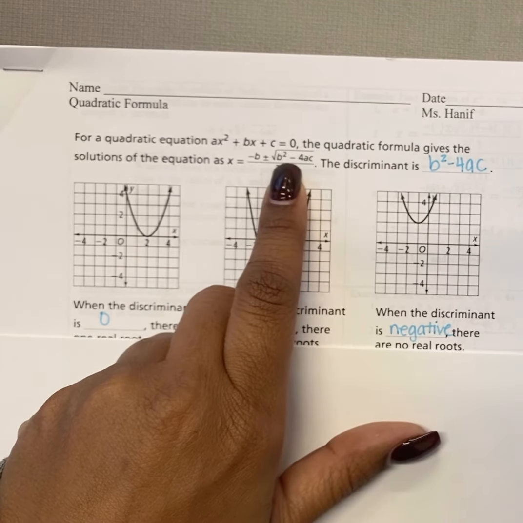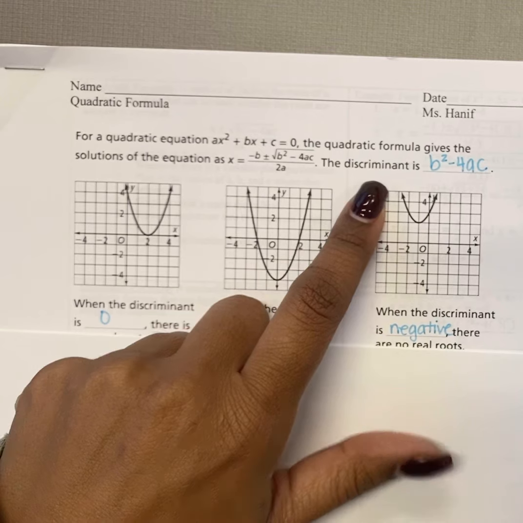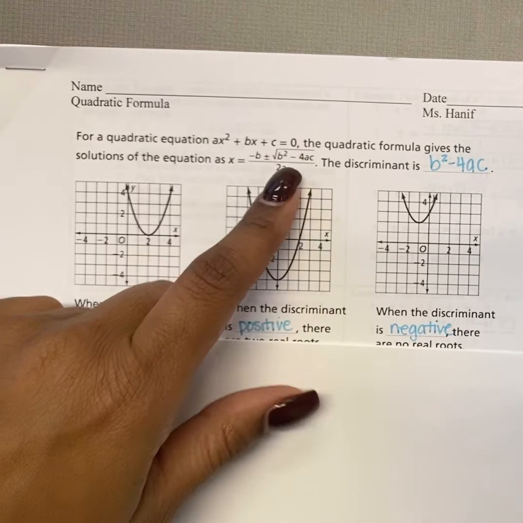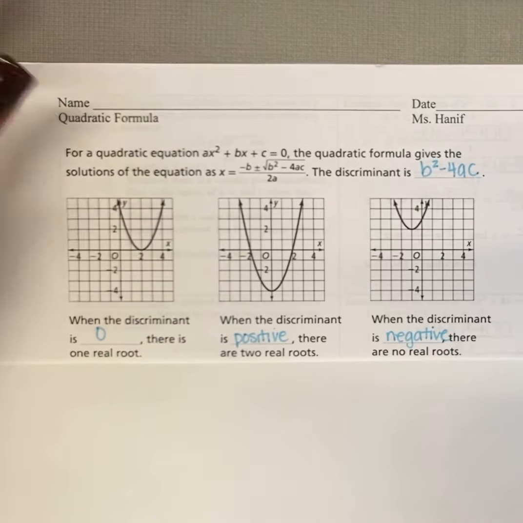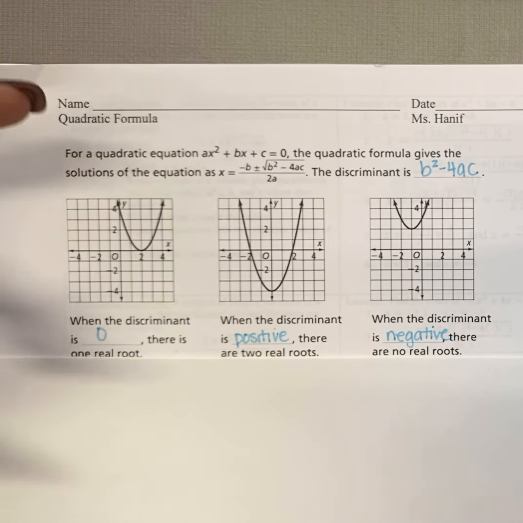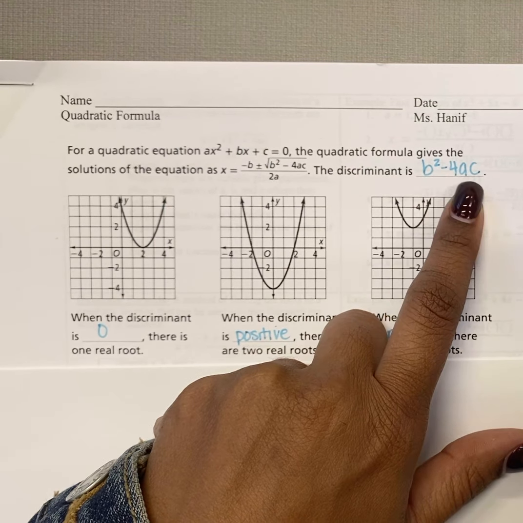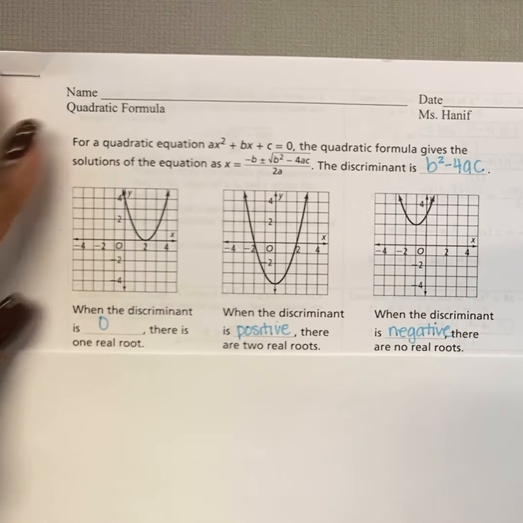And the part that is under the radical, which is called the radicand, so that b squared minus 4ac, that is our discriminant. Okay, so the discriminant is the part of the quadratic formula that is under the radical. And what the discriminant tells you is how many times your graph crosses the x-axis, right? And that's how many zeros, how many roots, how many solutions your quadratic equation has. And so if the discriminant is equal to 0, which means if b squared minus 4ac, when you substitute your values in, equals 0, then that means there is one real root.